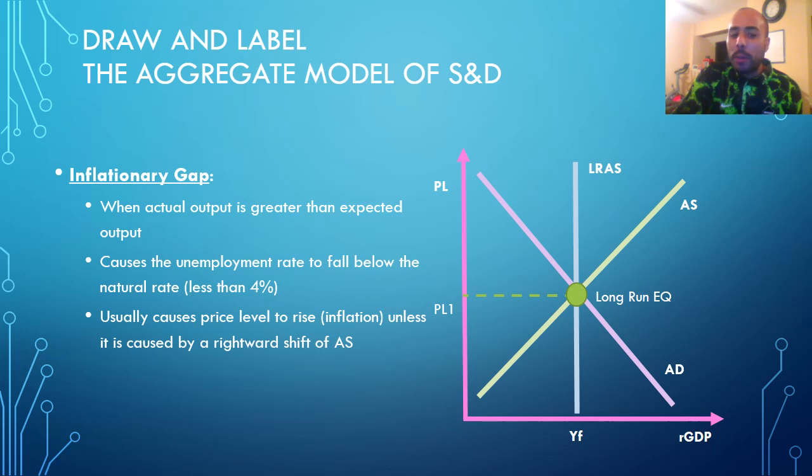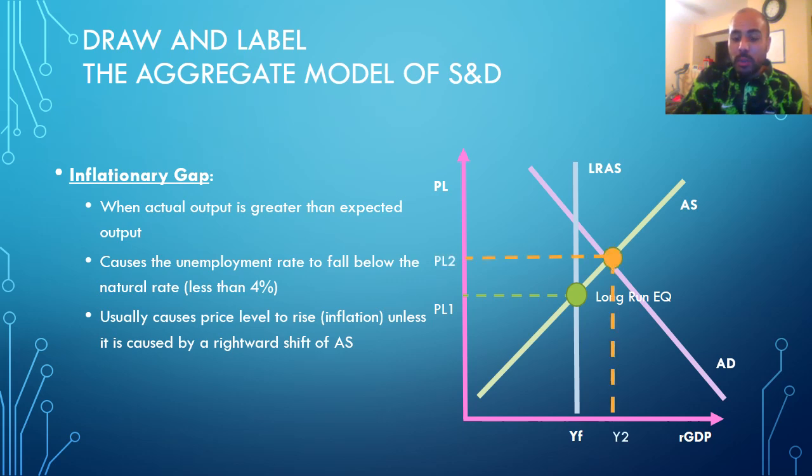That's when actual output is greater than expected output. It looks something like this. When our aggregate demand curve shifts to the right, as you've just seen, we create a new equilibrium. Okay? Now, at this new equilibrium, our unemployment rate is going to be lower than the natural rate. So it's going to be somewhere less than 4% at this new point Y2.